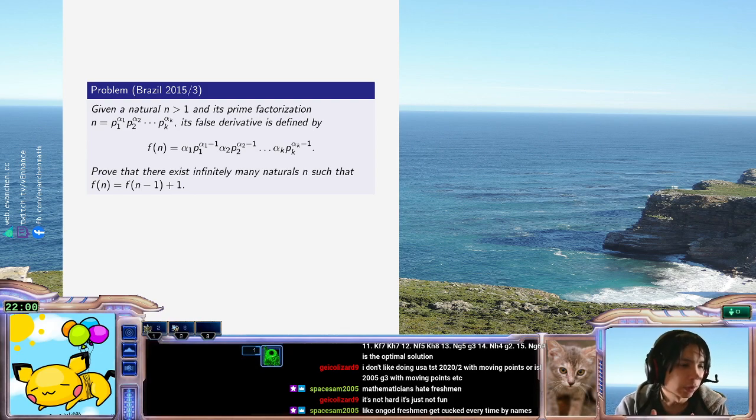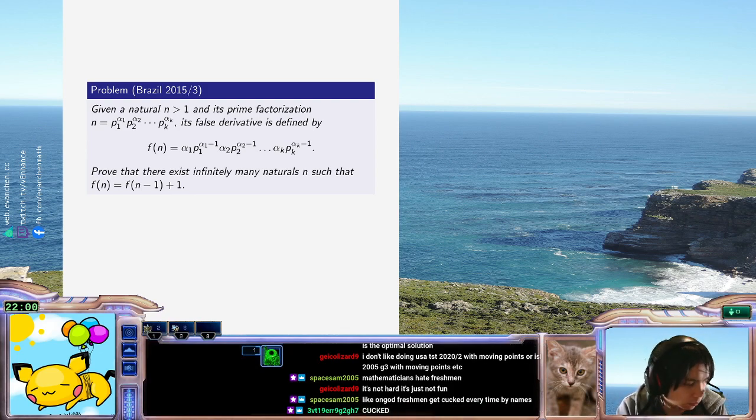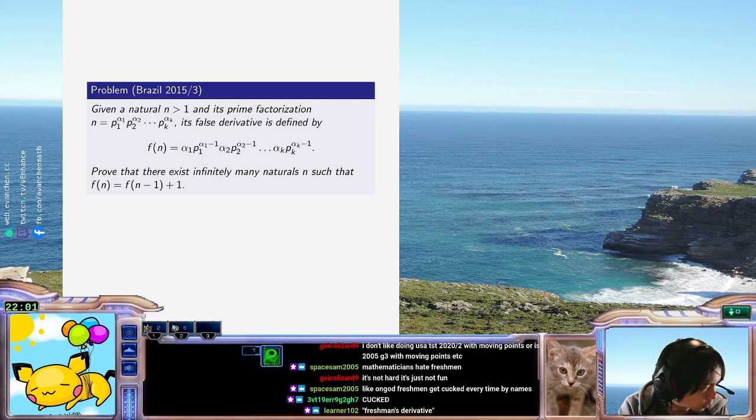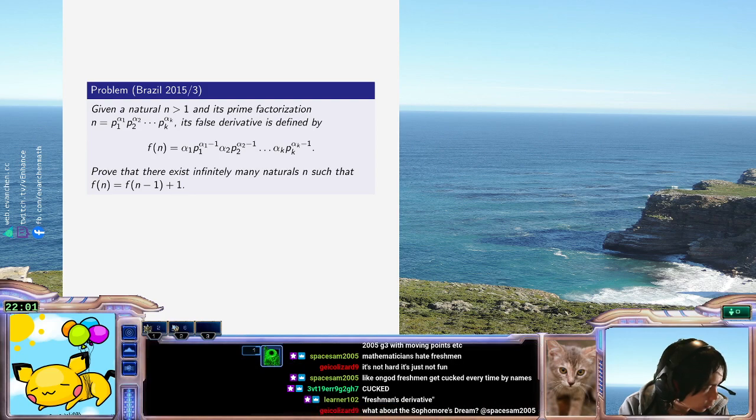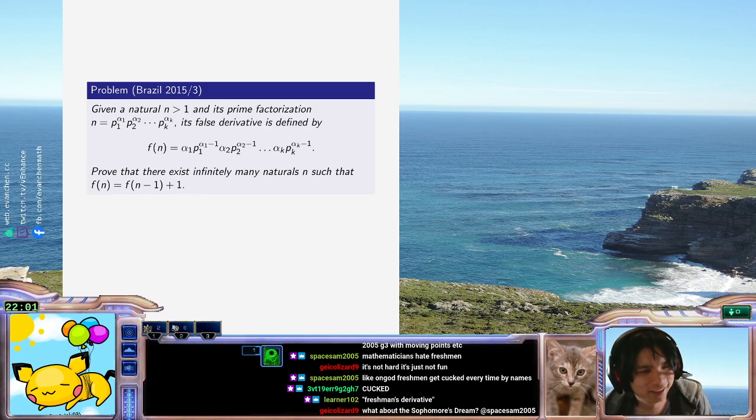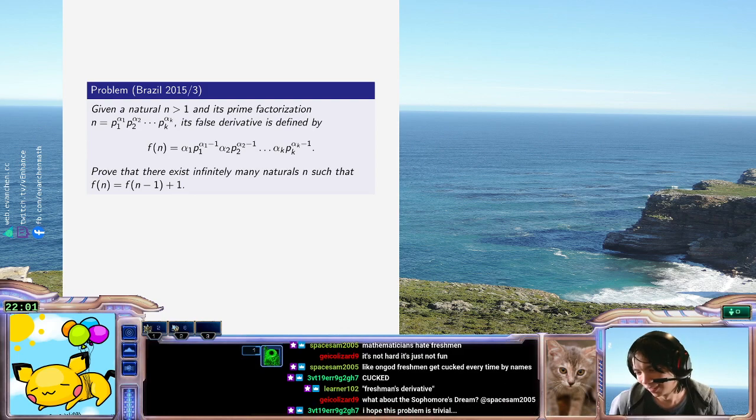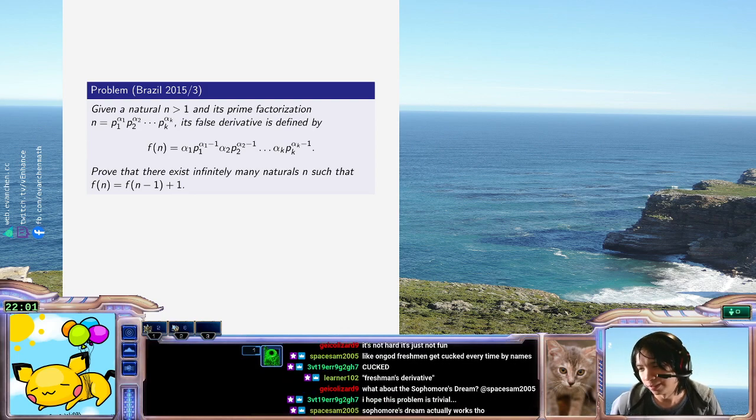Actually, here's sort of the core problem, which is that the freshman's derivative... the sophomore's dream is true though. Are there n for which I have good control of n and n minus 1, like the prime factorizations? I want to say not really. When do I have the property that two numbers differ by 1 and I know their prime factorizations pretty well? It's not very often, right?